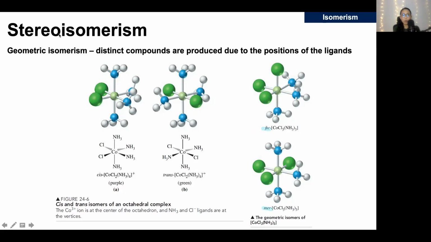So fac is short for facial. Why facial? Because if you notice, if we place the third chloride ligand on an axial position, the 3 chloride ligands are on the vertices of one face of your octahedral structure. Okay? Because if you imagine, there are actually 8 faces. That's why it's called octahedral, because there are 8 faces in this shape.